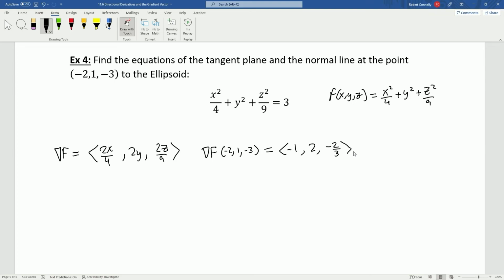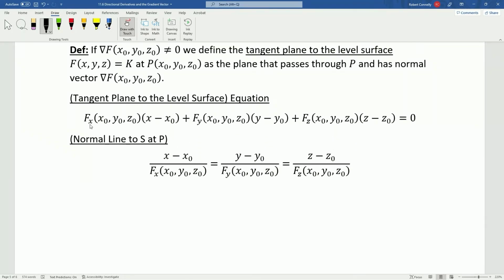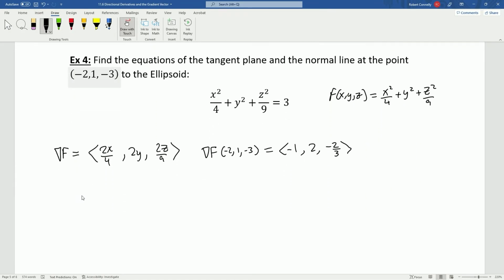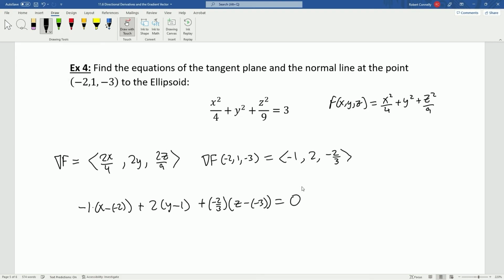Okay, so what's the rest of my equation of the tangent plane? That's straightforward. You just take these partial derivatives in your gradient and multiply them by x minus x naught, y minus y naught, and z minus z naught. So my equation for the plane is -1 times (x minus -2) plus 2 times (y minus 1) plus -2/3 times (z minus -3). And this should all be equal to 0.